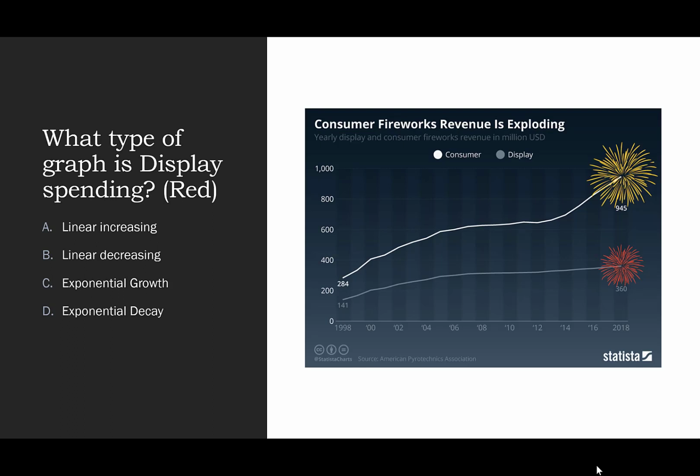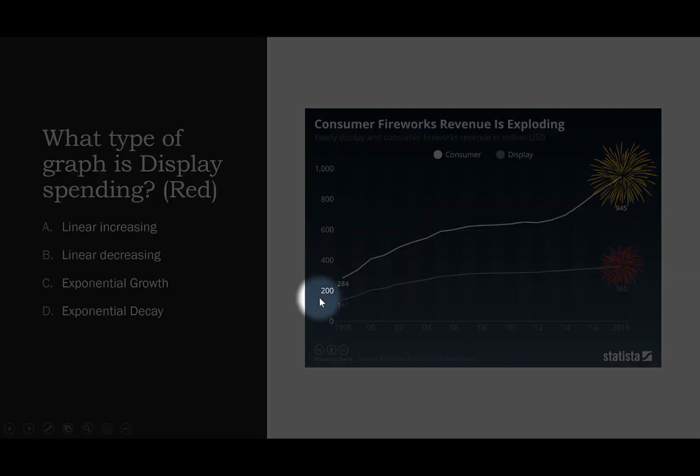First, I want you to look at what type of graph do you think is displayed in the consumer fireworks revenue, looking at the red firework, which looks at consumer spending. So would you call that linear increasing, linear decreasing, exponential growth, or exponential decay? When we're looking along this graph, I think we can see it grows pretty consistently. It's not going crazy, it's pretty slow, and I would call that linear increasing.